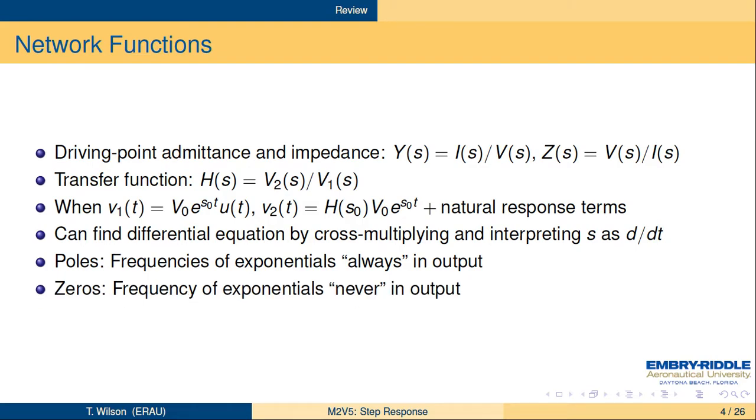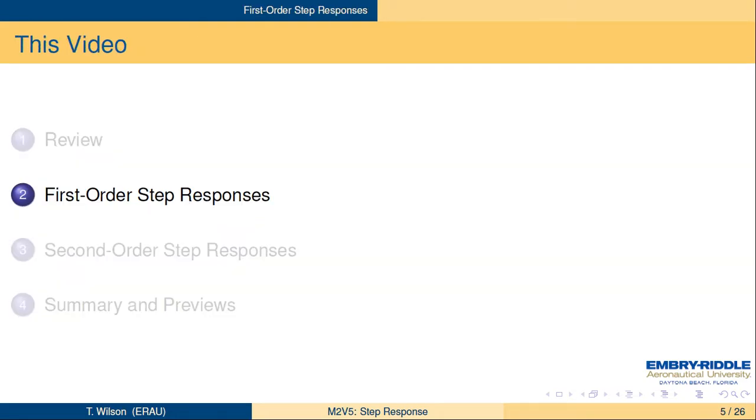And then the zeros are the frequencies of exponentials that aren't in the output, even when they're in the input, and those come from the numerator of the network function, the roots of the numerator, and that also comes from the right-hand side of the differential equation. So let's look at some step responses. Let's start with first-order systems.